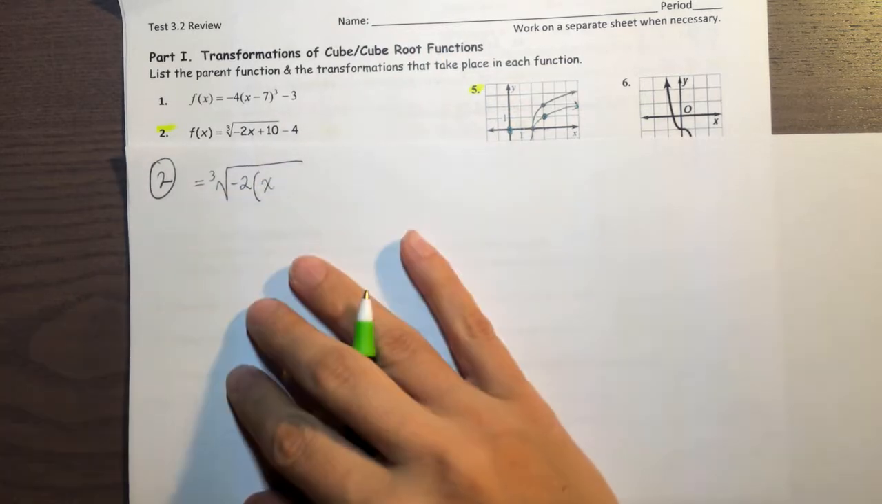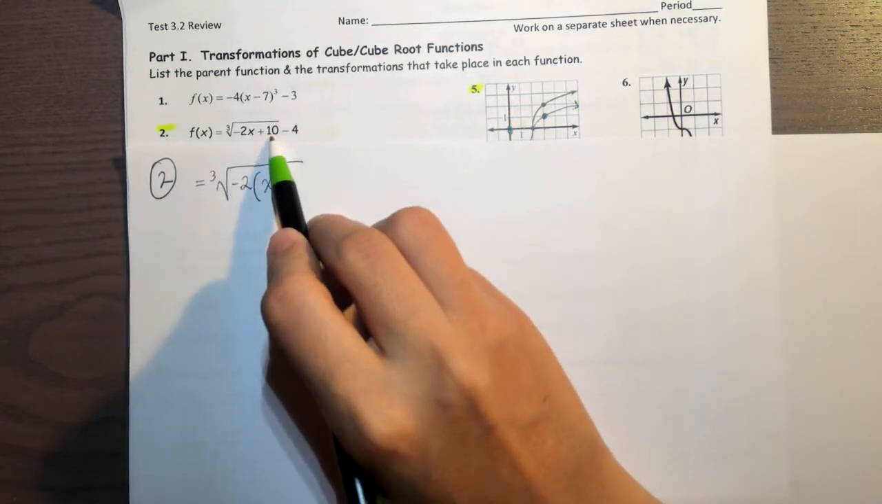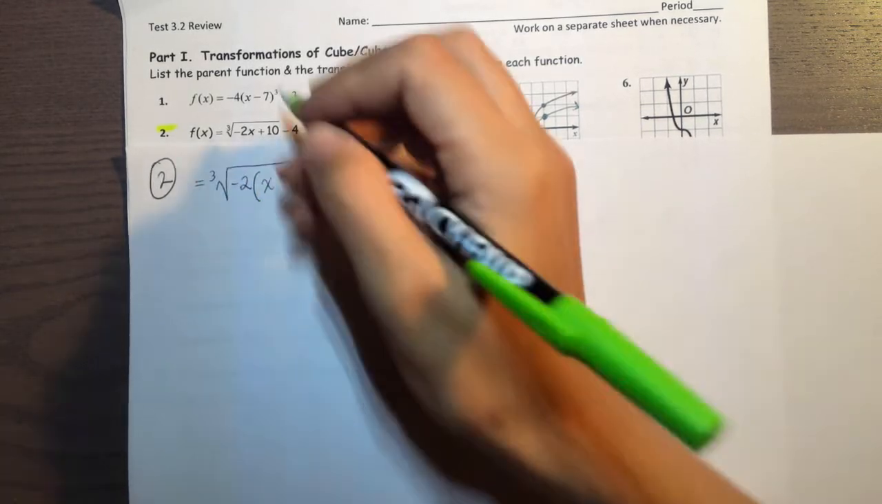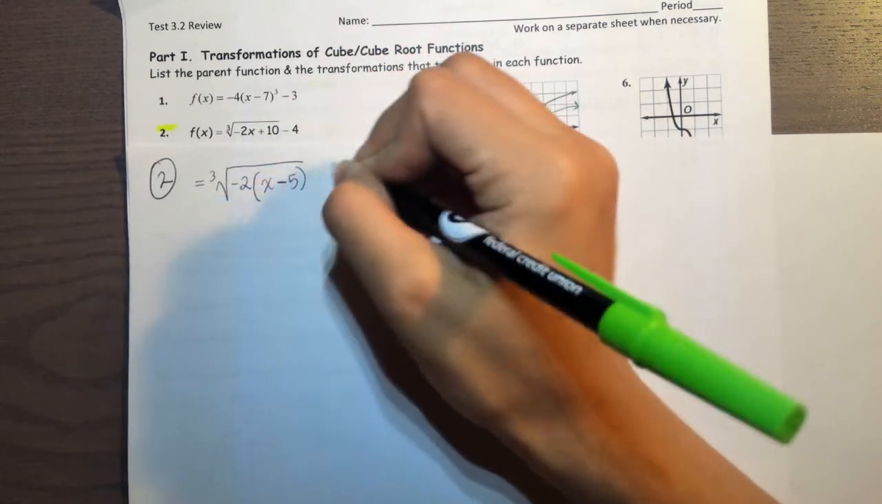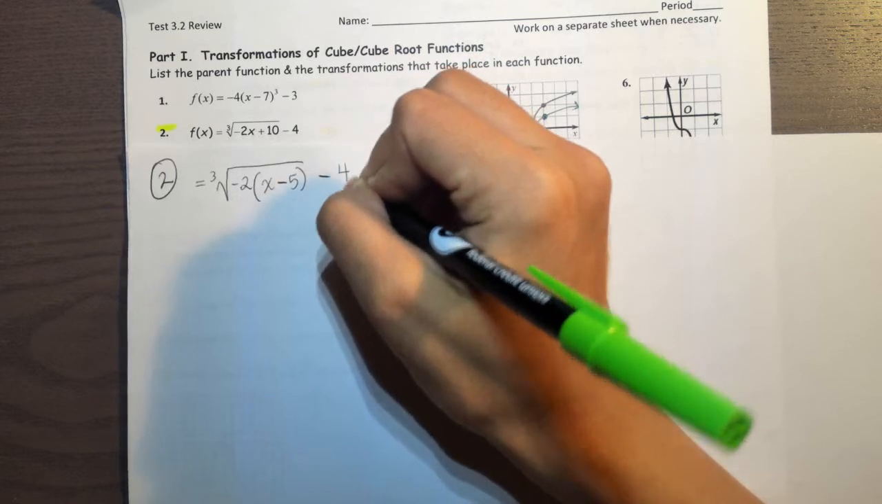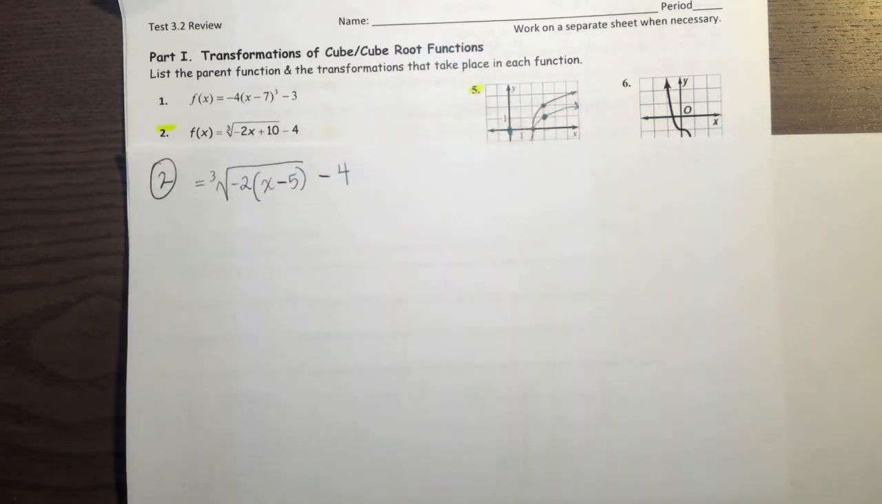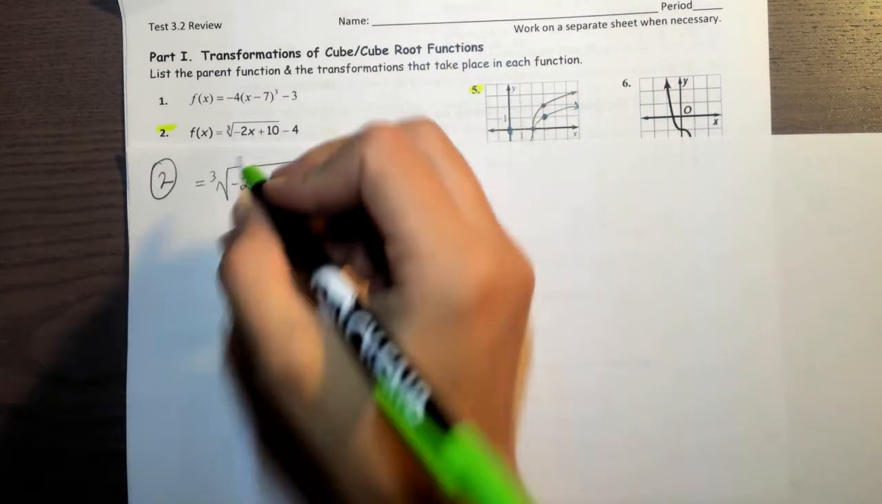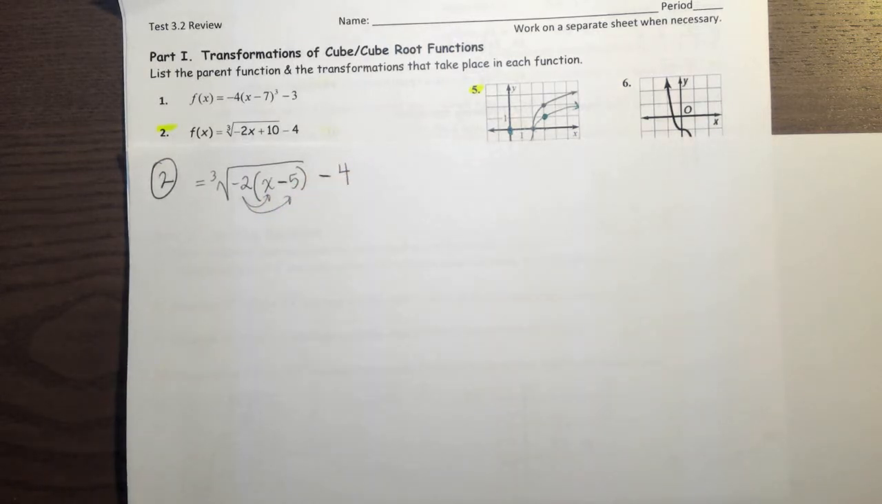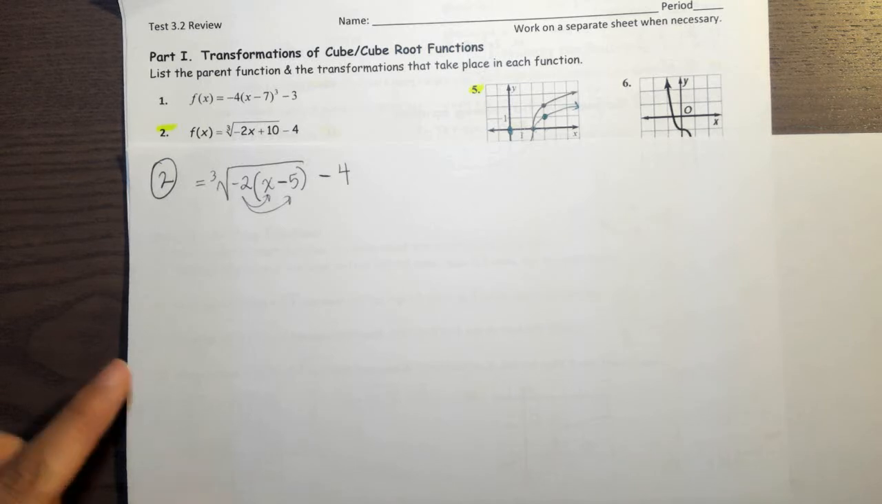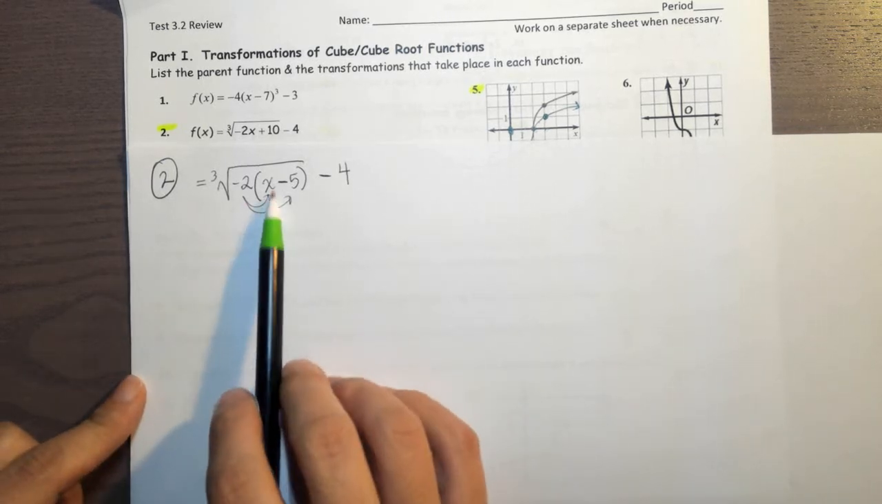So you're left with x, and then negative 2 times what gives me positive 10? A negative times a negative is a positive, and 5 times 2 is 10. And just be careful you have that minus 4 on the outside. And you can always double check, right? I can always go ahead and distribute back to make sure that I factored out correctly. Okay, so once I do that, now I can see this in nice transformation form.